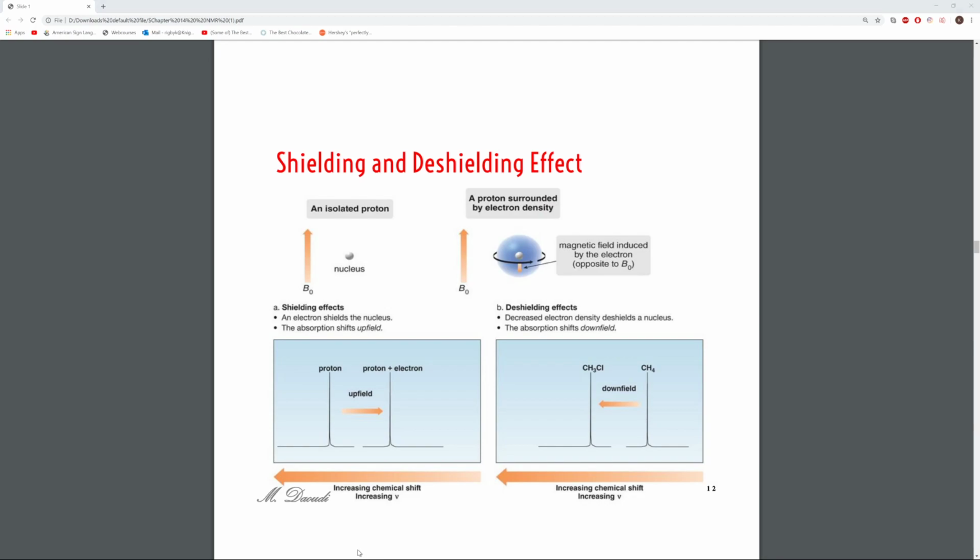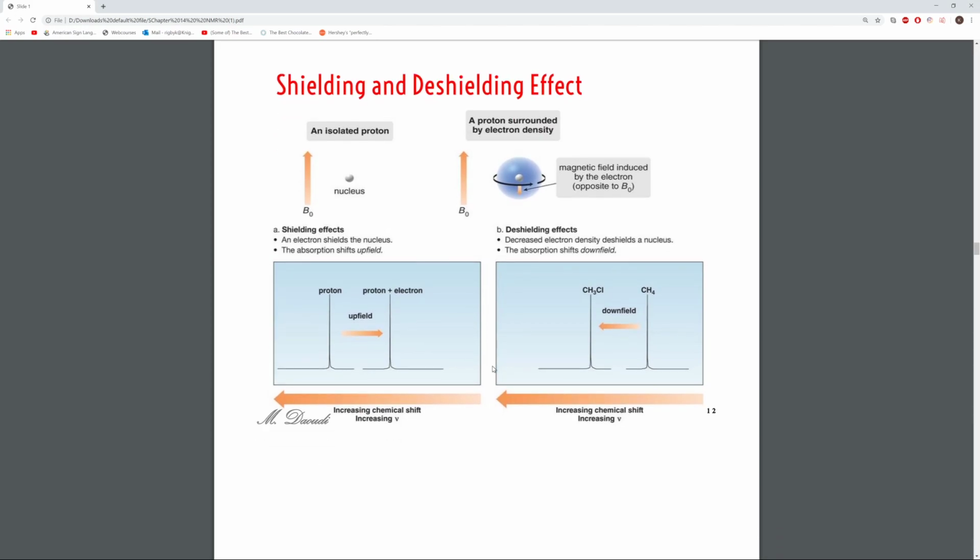Okay, so now we're going to be talking about shielding and deshielding. This is what we got into today in class, at least for the 11:30 class. The 2:30 class may be a little bit different, but you should get to this eventually if you haven't yet. So, the shielding and deshielding effects.